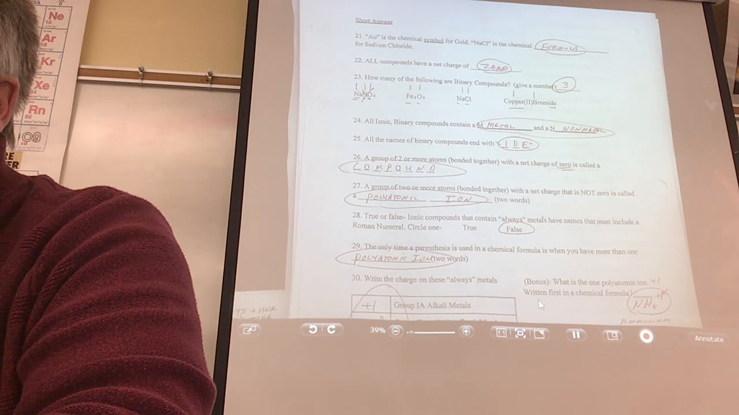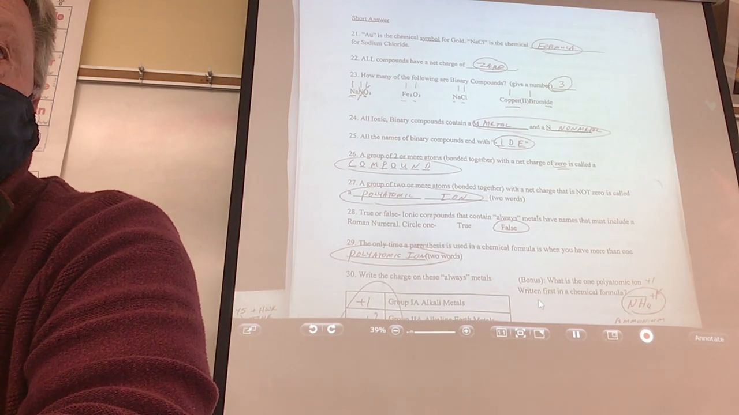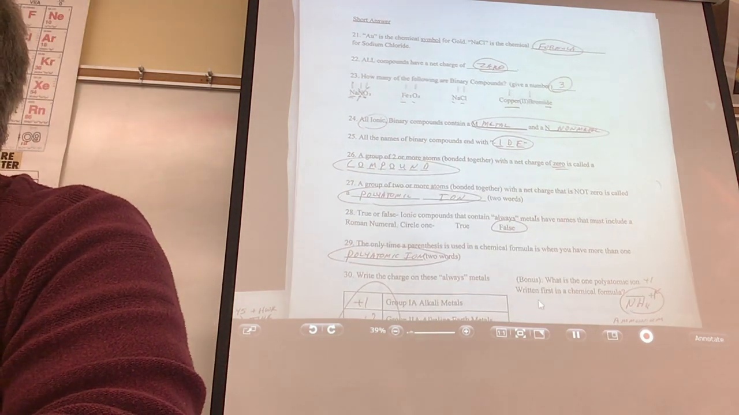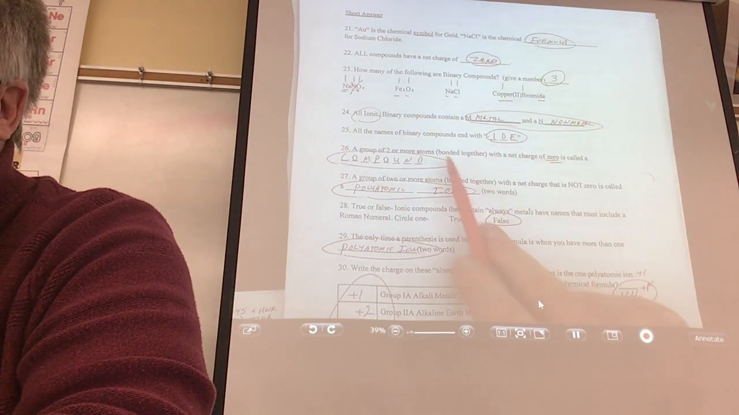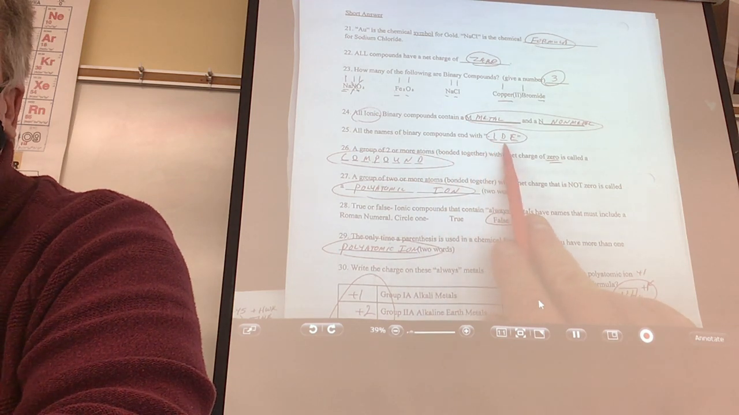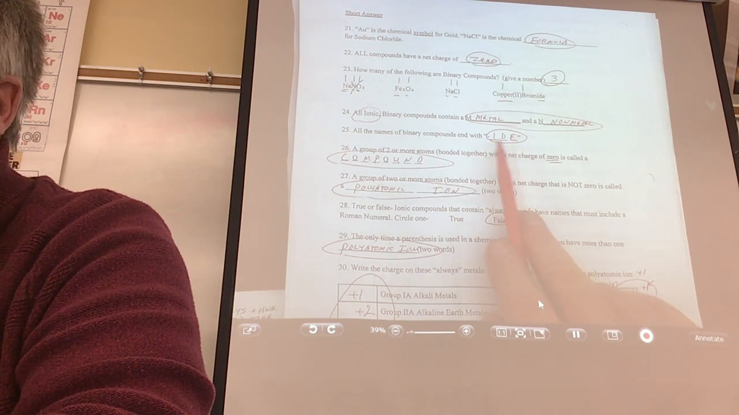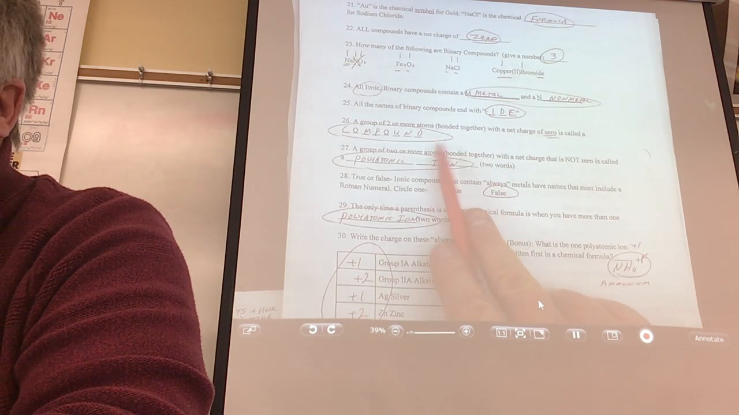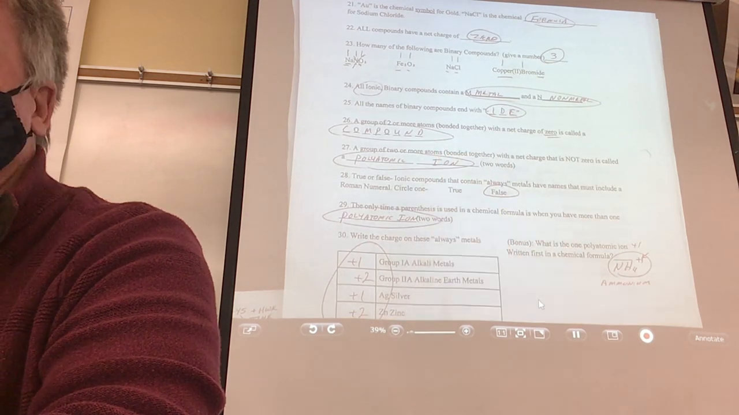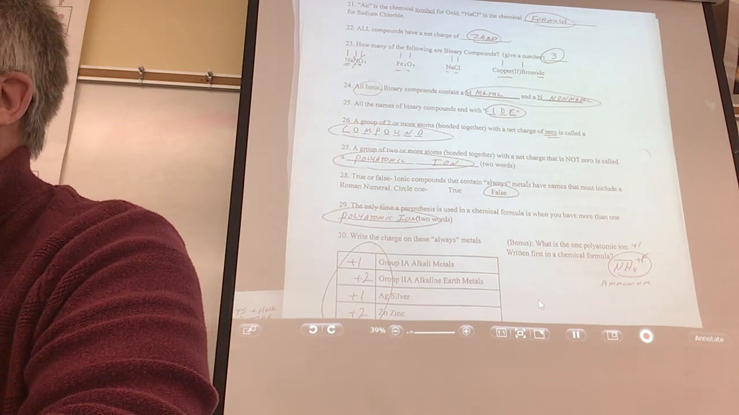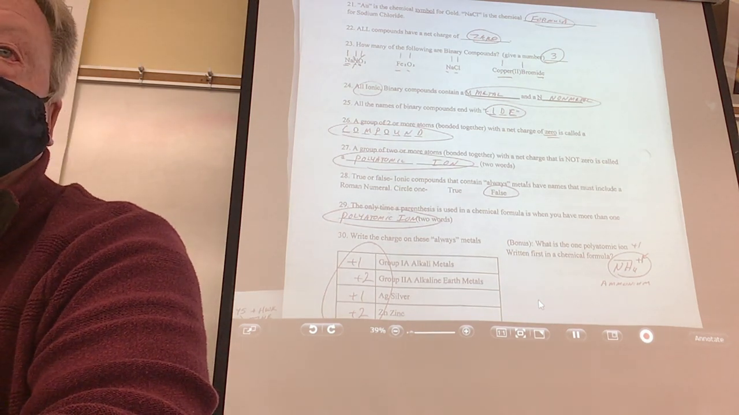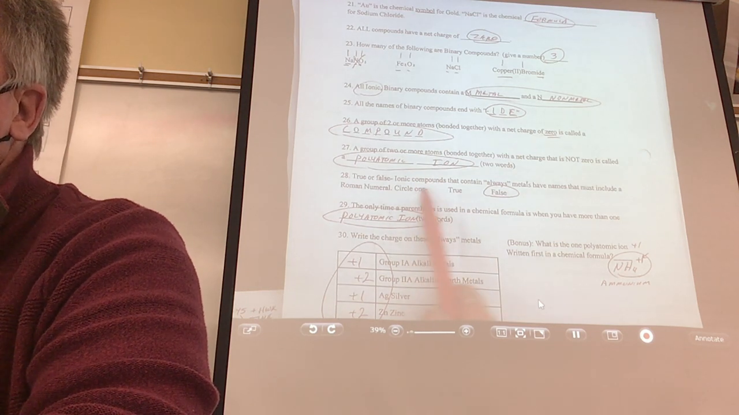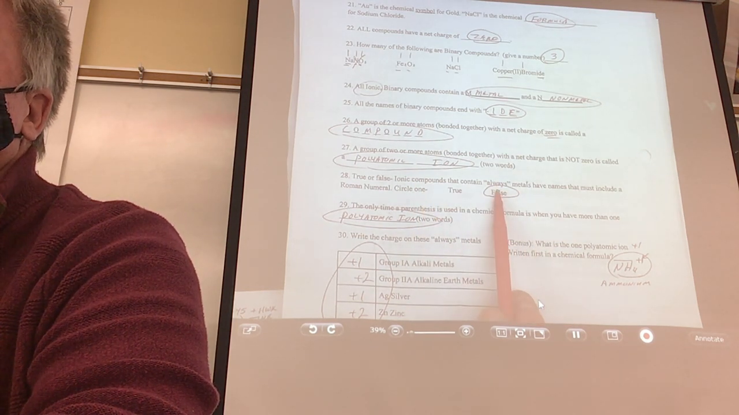Binary compounds contain a what and a what? Ionic binary compounds contain a metal and a non-metal. I'm surprised that everybody didn't get this right. Two or more atoms joined together, net charge is 0, compound. What about two or more joined together where the net charge is not 0? Might be +1, might be -3. That's a polyatomic ion.